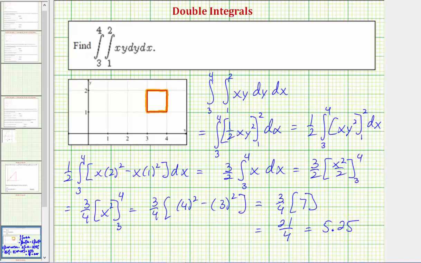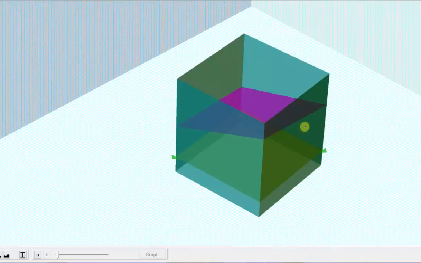So again, this would be the volume below the integrand function f of x comma y over this region in the xy plane, which again would be the solid here below the purple surface.